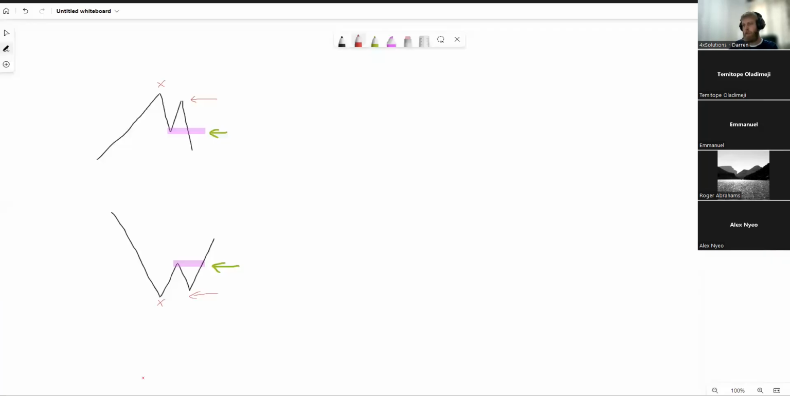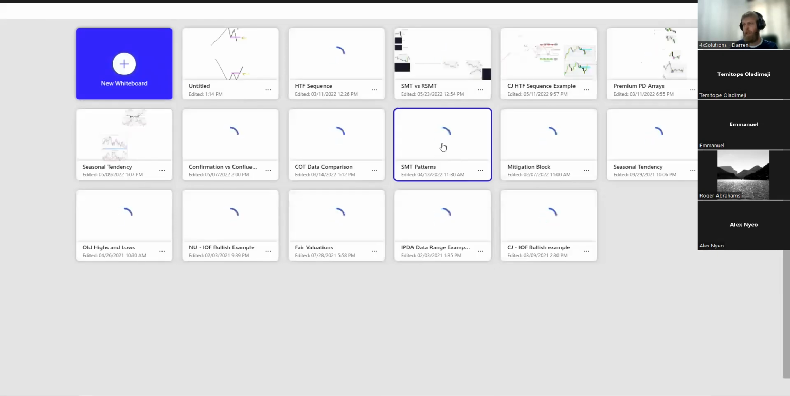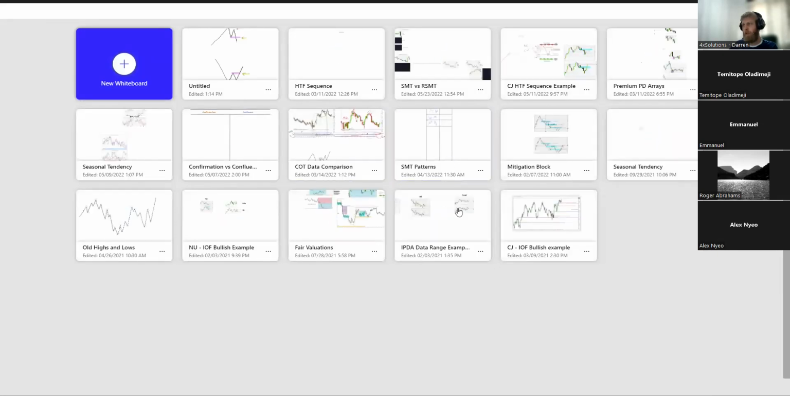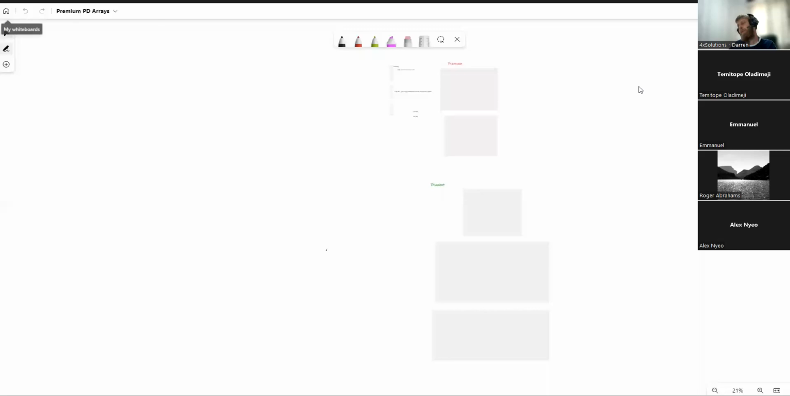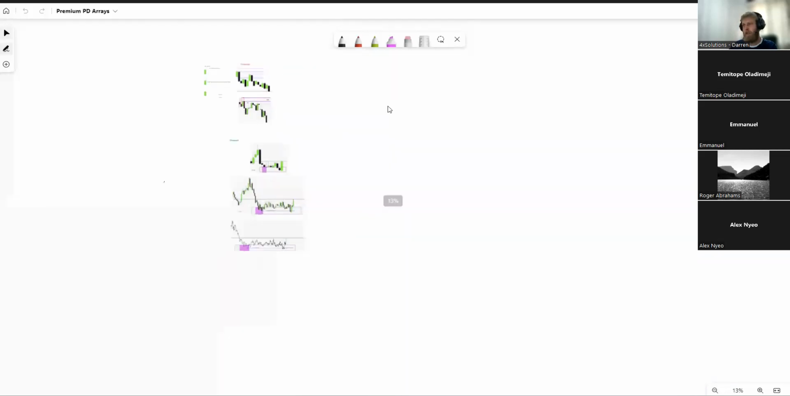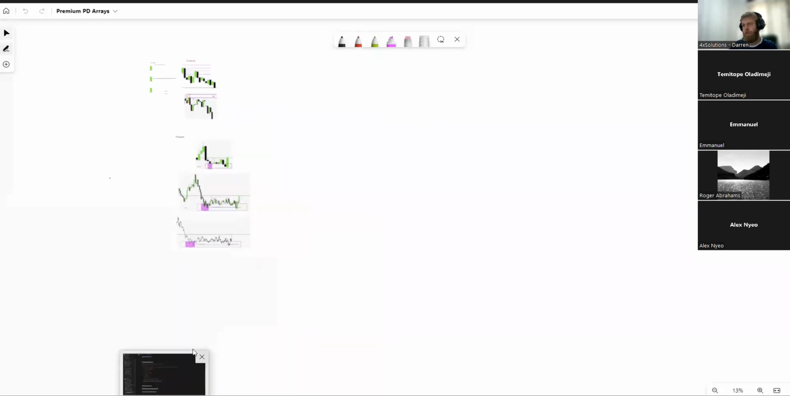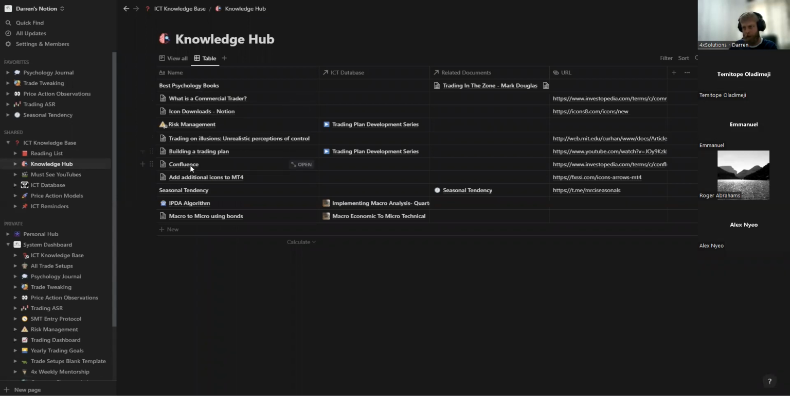So this is something I have to show us, which is what is our PDA over here. So let me just look for it. I did have it here now. This is our PDA array, which stands for premium and discount array, and I don't see it now for some reason. It's simple though, I will just find it here.